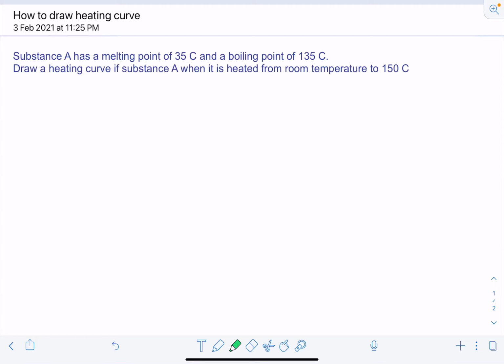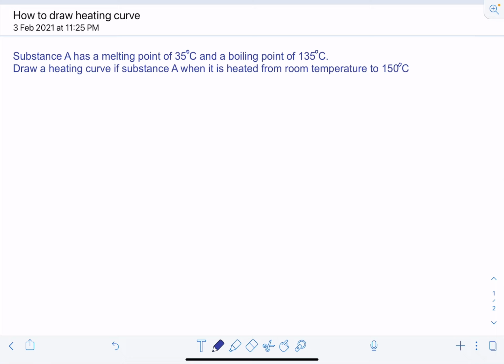Hi everyone. In this video, I'll be sharing with you how you can draw the heating curve. I understand that some of you are still struggling to get your heating curve correct, and there are also a handful of you not very sure how it actually works. I hope this video will reinforce your learning, and that you will be more confident at drawing the heating curve. I'll go step by step, okay?